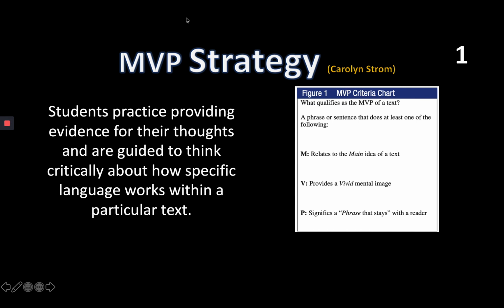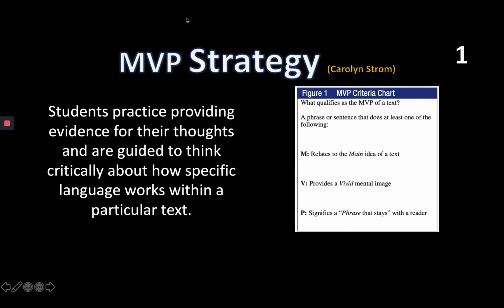All right, so let's take a deep breath. And I know we're getting to the end. I just want to show you a few strategies that are built on some current research and that have been published currently in the Reading Teacher. One is called the MVP strategy by Carolyn Strom. And again, students practice providing evidence for their thoughts and are guided to think critically about how specific language works.